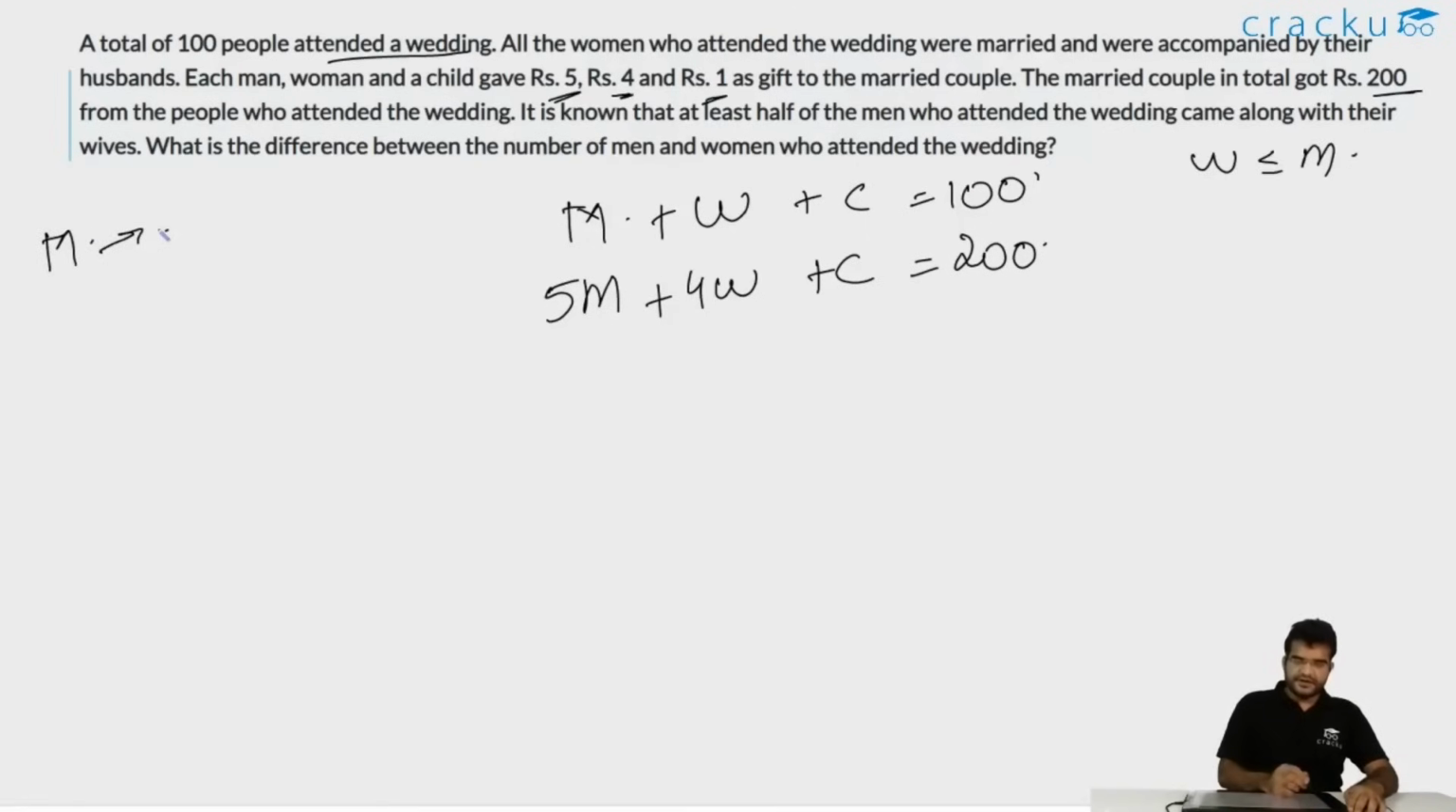Of this, how many men have attended the wedding along with their wives? This is equal to W, which is the number of women who have attended the wedding, and there are some men who attended it alone. What is their number? Their number will equal M minus W.